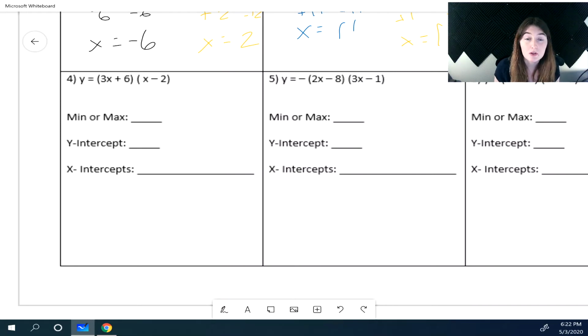So let's see. Do I have a positive or a negative in front? Is there a negative in front of that parenthesis? No. So it's positive. If it doesn't have a negative, it's positive. So does positive open up or open down? Opens up. So are we going to have a minimum or a maximum? A minimum. So let's write that out.